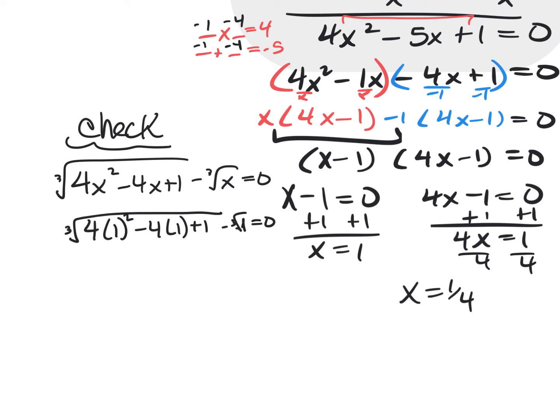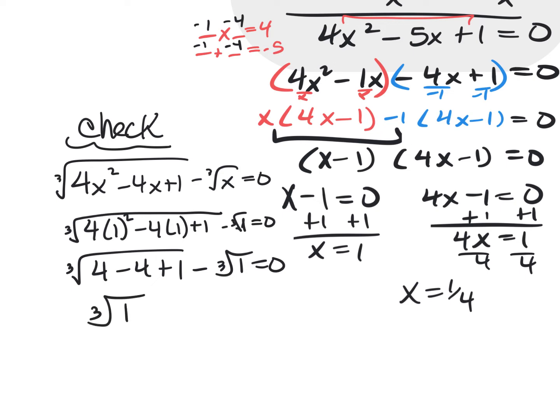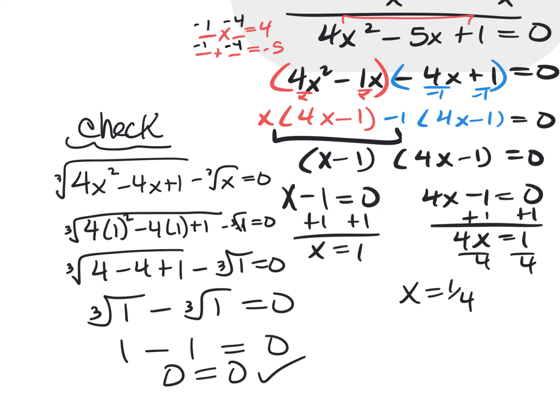So here, simplify what's under the root. And then this gives me the cube root of 1, the cube root of 1. Cube root of 1 is 1. So 1 minus 1 is 0. So x equals 1. This one works.